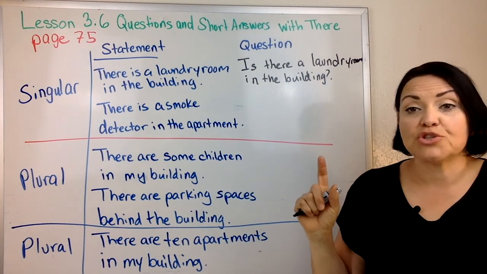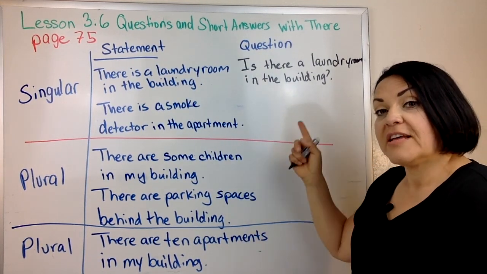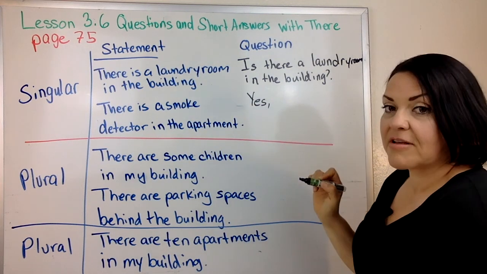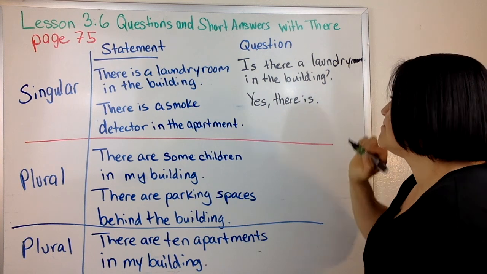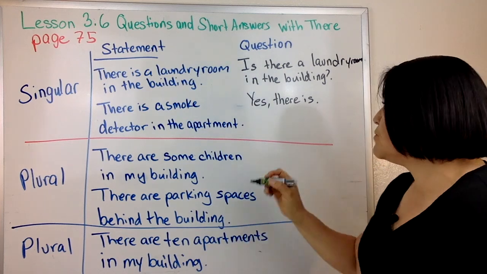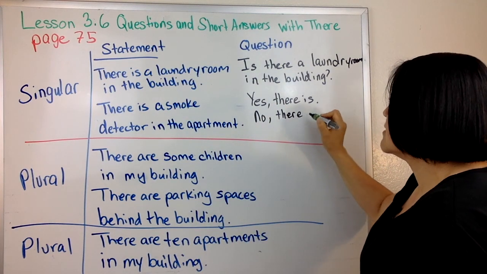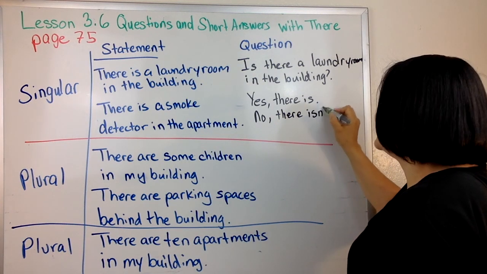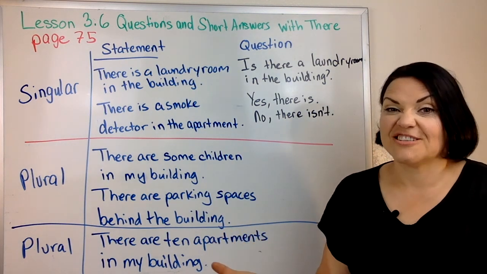Now, this is a very short yes or no answer. So, is there? You would say yes, comma, there is. Okay? If there's not, you would say no, there, contraction, isn't. No, there isn't. Or you can say no, there's not.